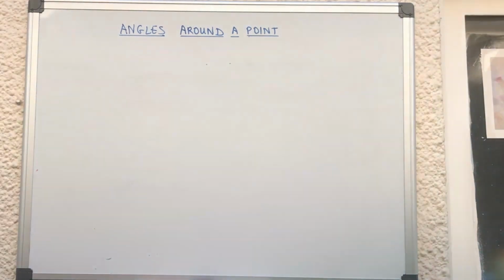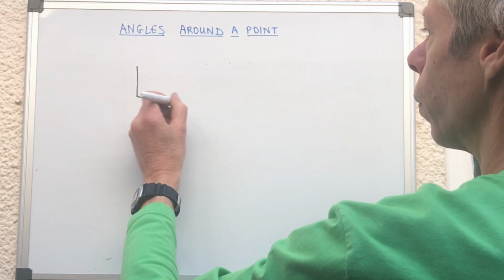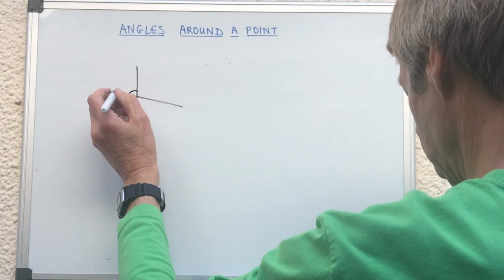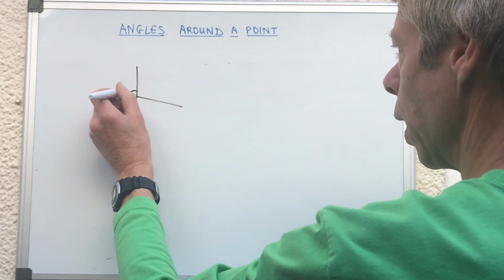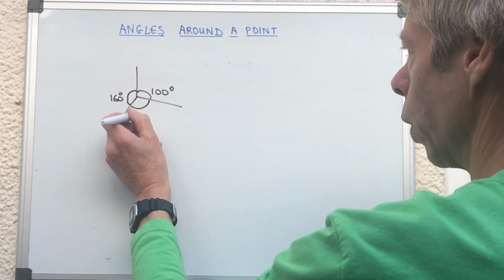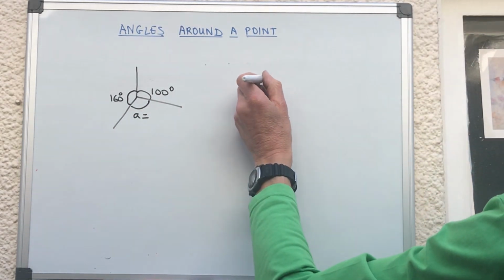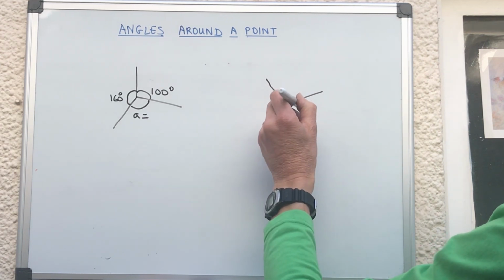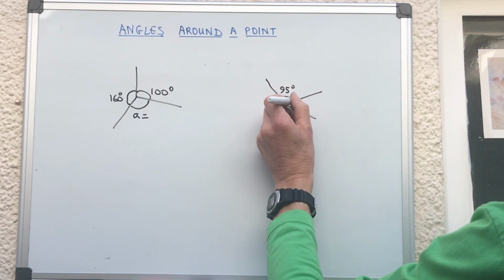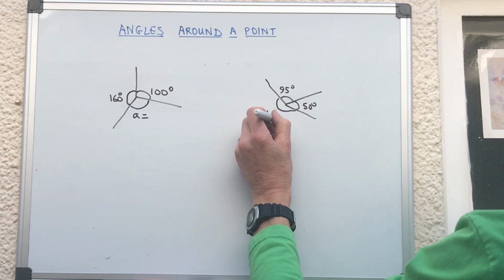So, questions on angles around a point. So question 1, we have 160 degrees here, we have 100 degrees here. So this we'll call it A. What does A equal? So next question, we have 95 degrees here, 95 degrees here, we have 50 degrees here. This time we're going to call it B. So what does B equal?